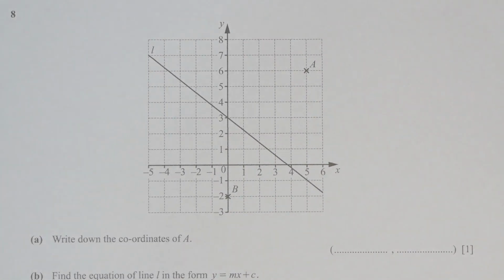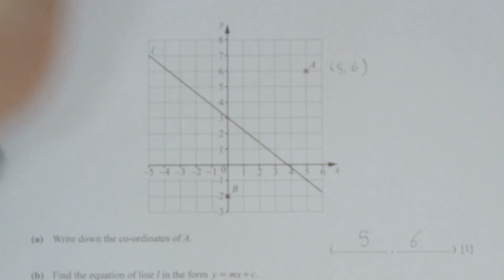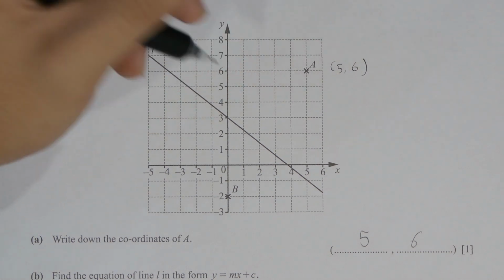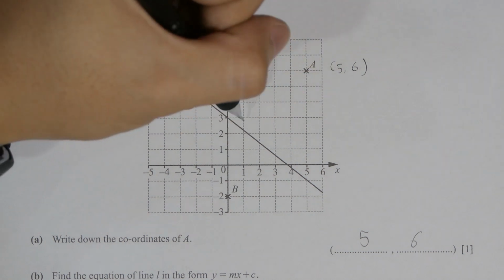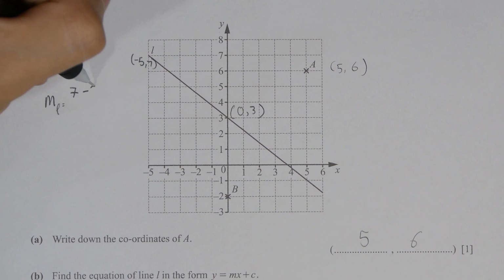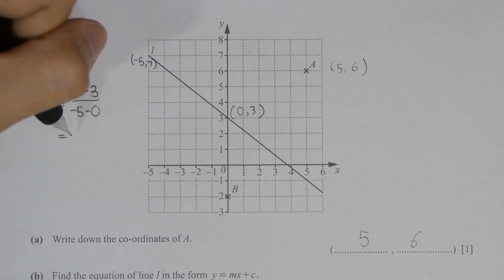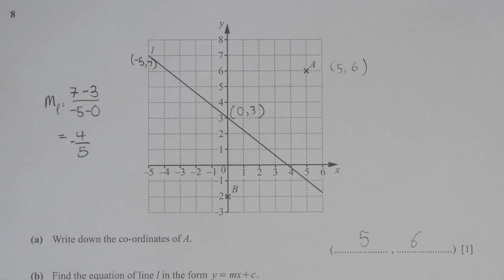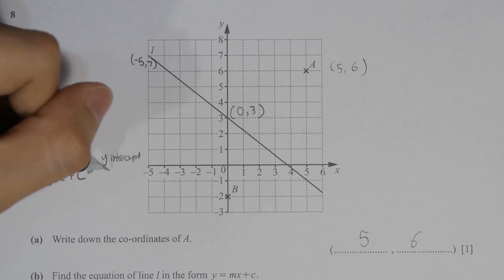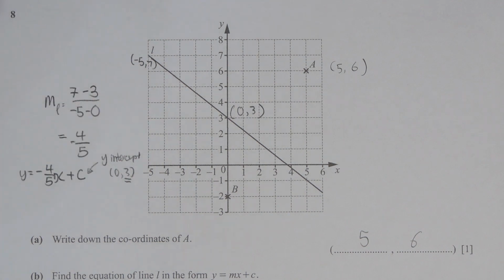So for question A, write down the coordinate of A. So A here is actually 5, 6. And calculate the equation of the line in the form y equals mx plus c. So I selected 2 points and ran the gradient calculation. And our gradient here is negative 4 over 5. You are not required to calculate C, which is the y-intercept, as it has already been shown in the diagram. So your equation now will be y equals negative 4 over 5 x plus 3.